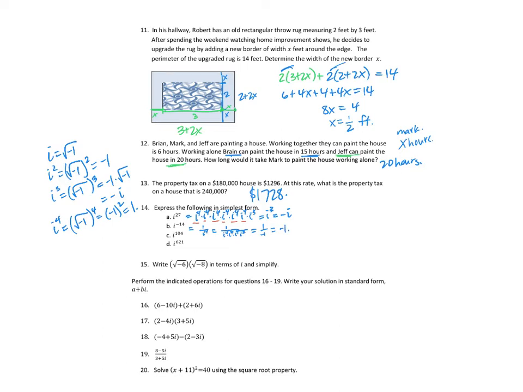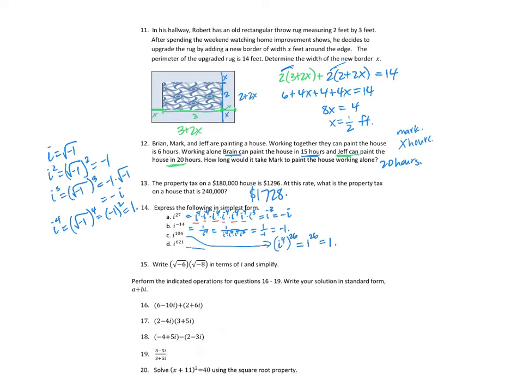I to the 104th, well, I know I'll have I to the fourth so many times, and 104 I can see is divisible by 4, so it's going to be I to the fourth, and then how many I to the fourths are we going to have? Well, if I do 104 divided by 4, I have 26 of those. So that's 1 to the 26th, which is 1.